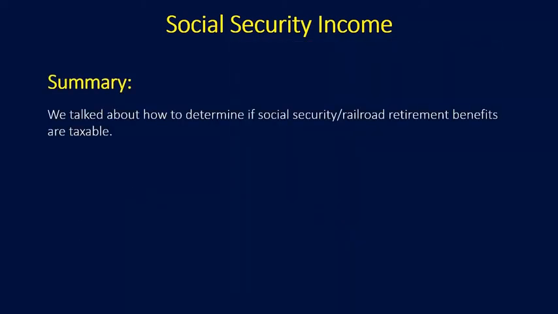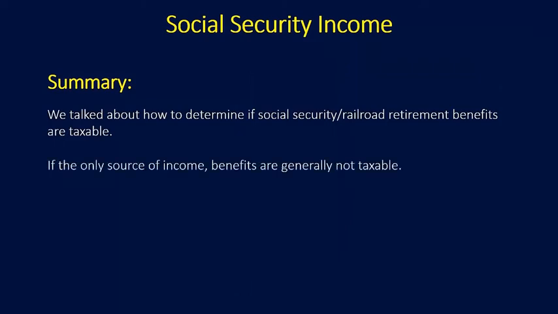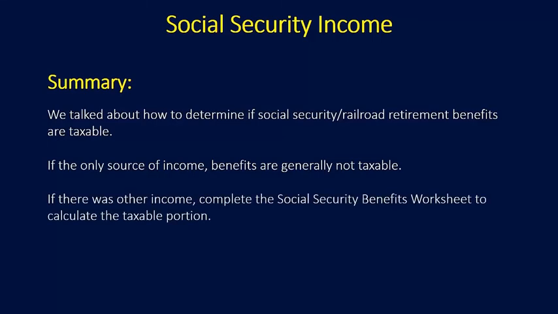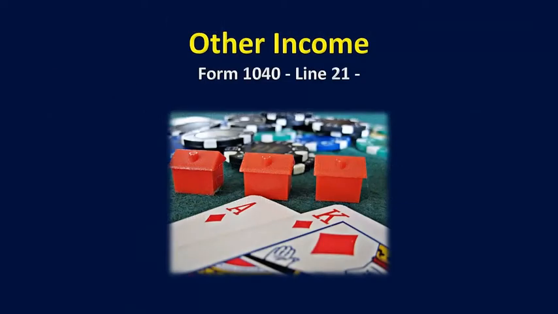In summary, we talked about how to determine if Social Security and Railroad Retirement benefits are taxable. If the only source of income, benefits are generally not taxable. If there was other income on the return, complete the Social Security benefits worksheet in order to calculate the taxable portion. Now let's move on to other income on Form 1040, line 21.